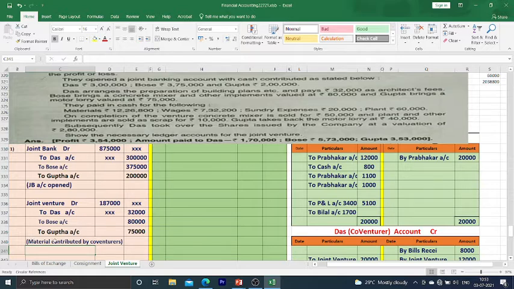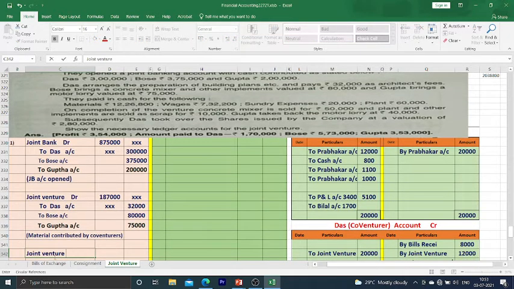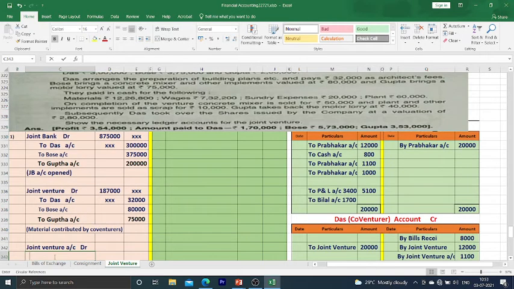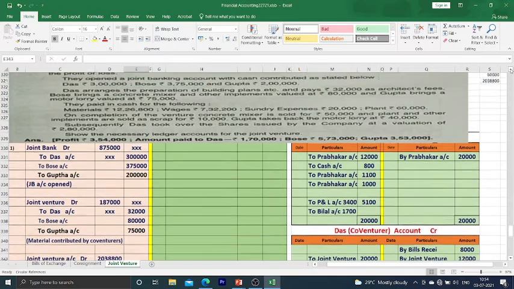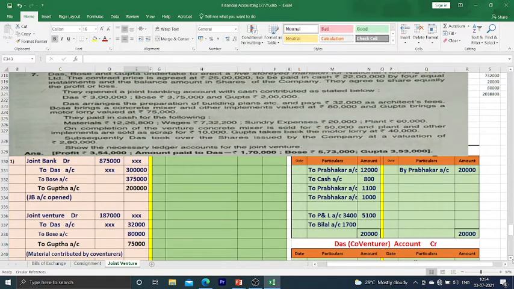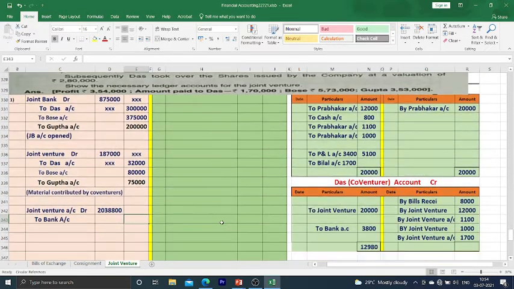Next, the amount with which we purchased the material: joint venture account debit to joint bank account. Amount 20 lakhs 38,800. Now you will find the total of all materials they paid in cash, that is material, wages, expenses, plant, everything, which consists of 20,38,800. Okay, roughly we calculated; find out whether it is correct or not through a calculator. Joint bank account, okay. 20,38,800, material purchased.